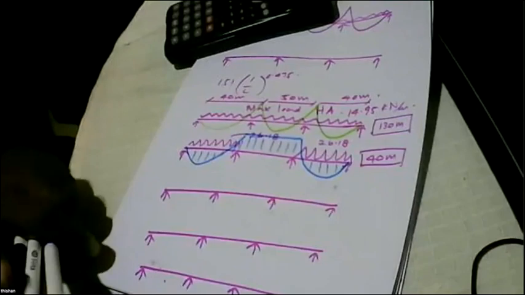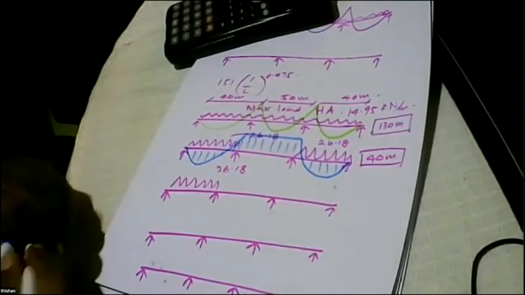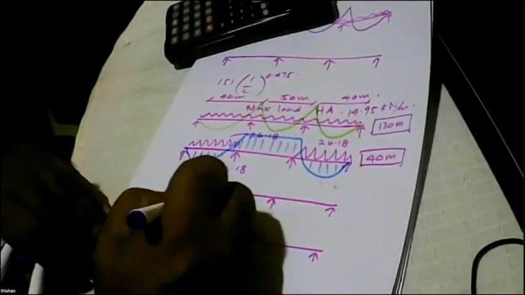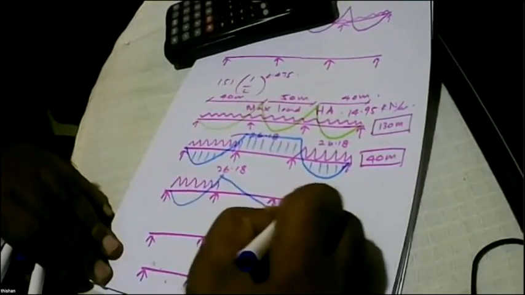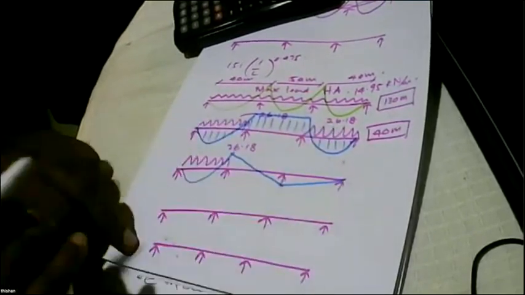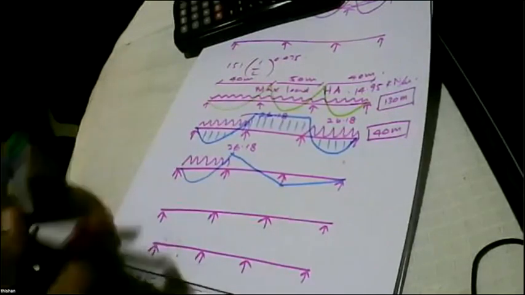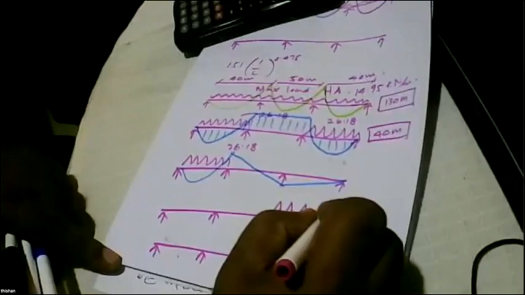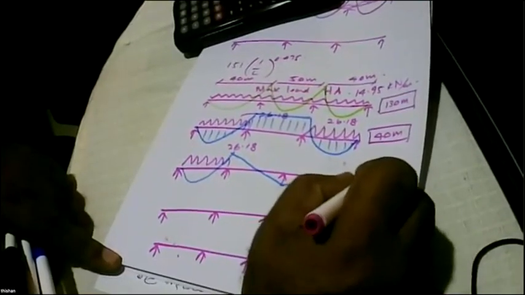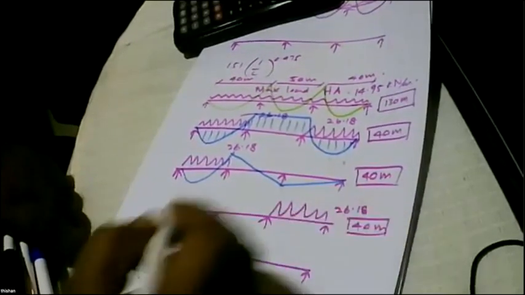Now what is the next possibility? Only this one comes, 26.18. No other load on the beam. Then what happens? Then this goes this way. So in the case of a continuous beam, you are now going to get a sagging moment at the support. And you know, this can be reversed also. That is 26.18, 40 meters. Now all these ones, the continuously applied loaded length is 40 meters.